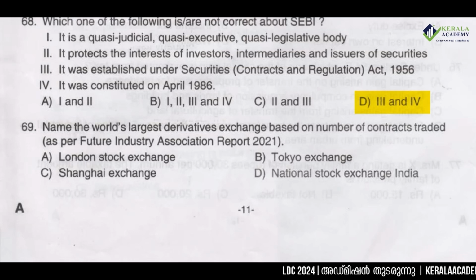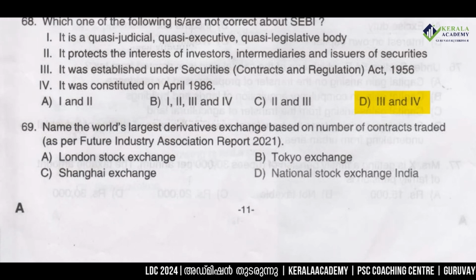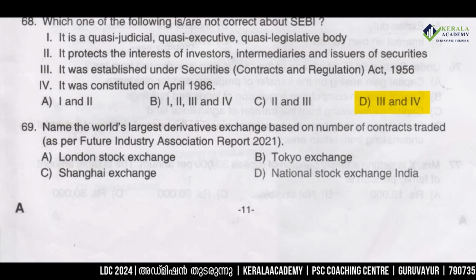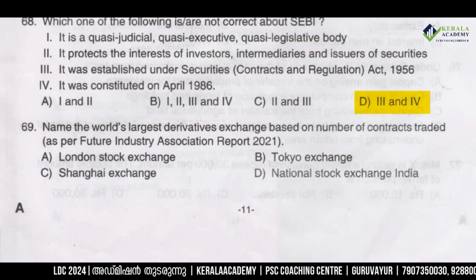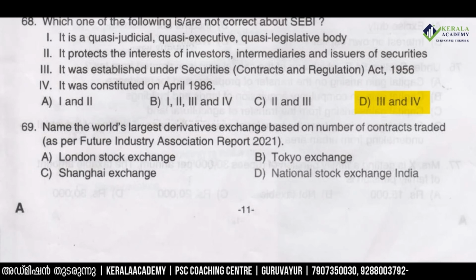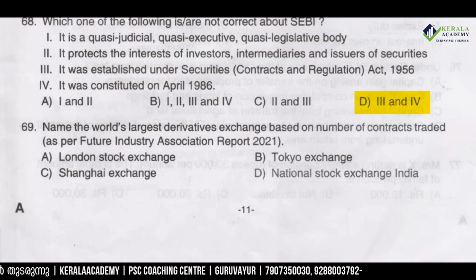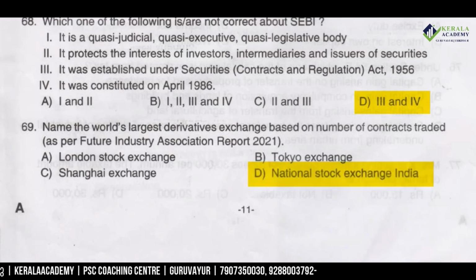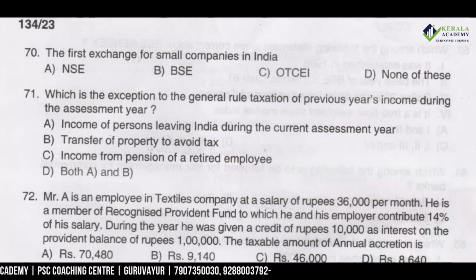Name the world's largest derivatives exchange based on number of contracts traded as per Futures Industry Association Report 2021. London Stock Exchange, Tokyo Exchange, Shanghai Exchange, National Stock Exchange. Correct answer option D, National Stock Exchange, India. The first exchange of small companies in India: NSE, BSE, OTCEI, none of these. Correct answer option C, OTCEI.